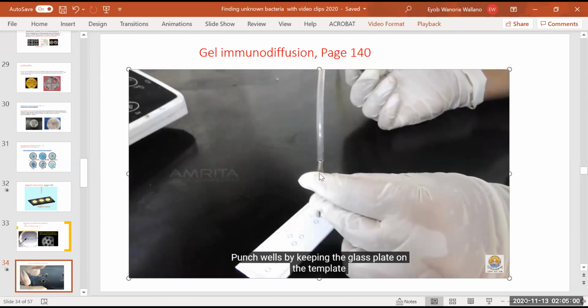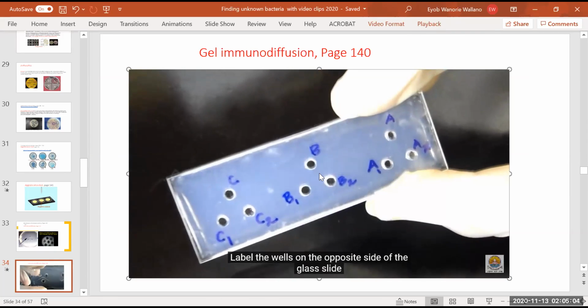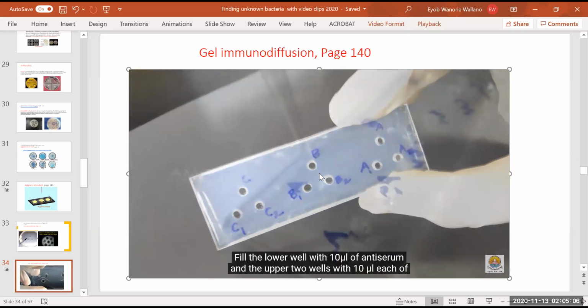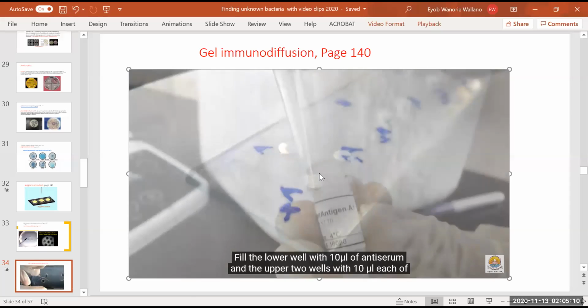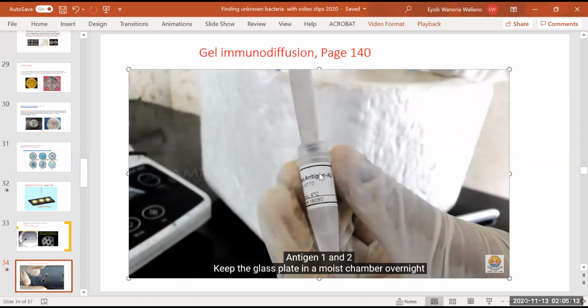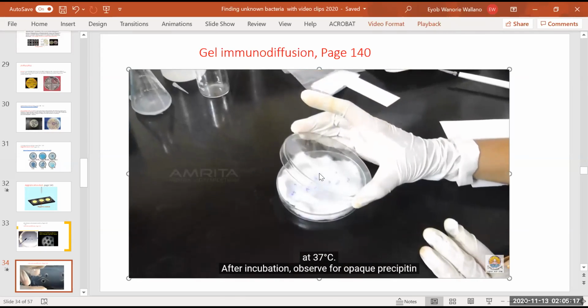Punch wells by keeping the glass plate on the template. Label the wells on the opposite side of the glass slide. Fill the lower well with 10 microliters of antiserum and the upper two wells with 10 microliters each of antigen 1 and 2. Keep the glass plate in a moist chamber overnight at 37 degrees Celsius.